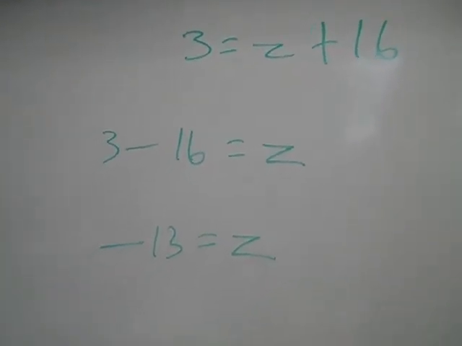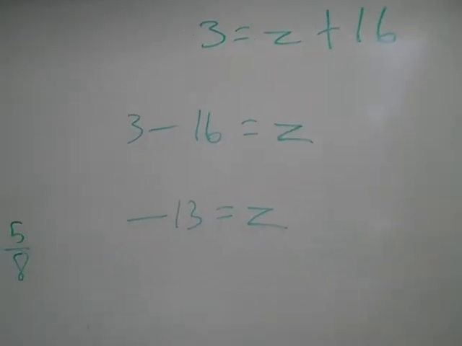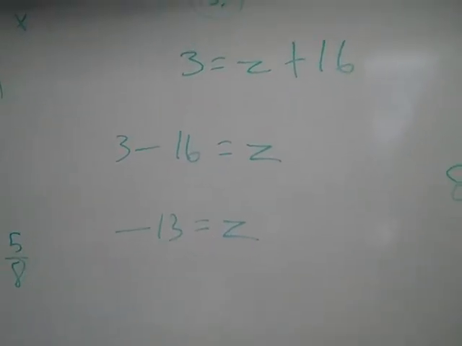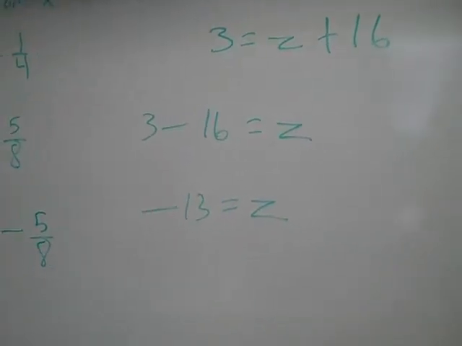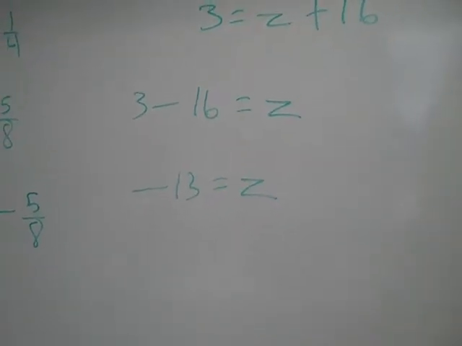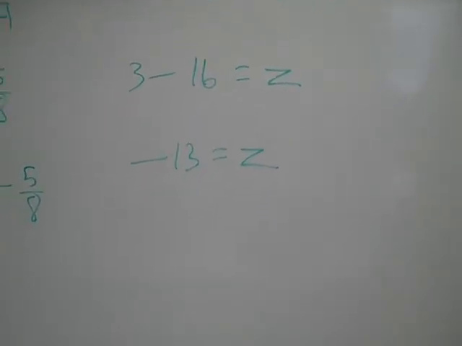And then number three, we start out with 3 equals z plus 16. Now you want z to get alone, so move the 16 to the left, and it turns into minus 16. So 3 minus 16 equals z. So z equals negative 13. By symmetry of equality, if negative 13 equals z, z equals negative 13.